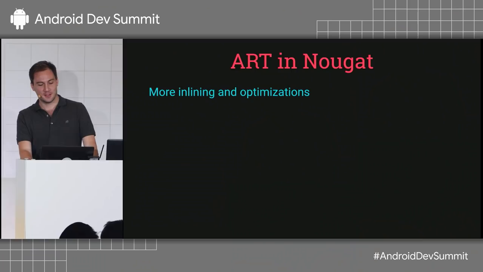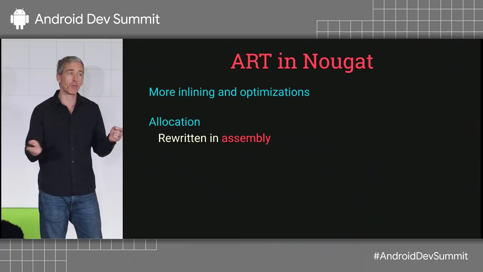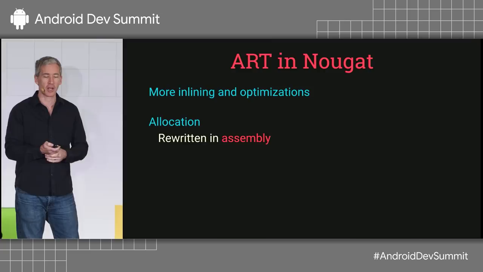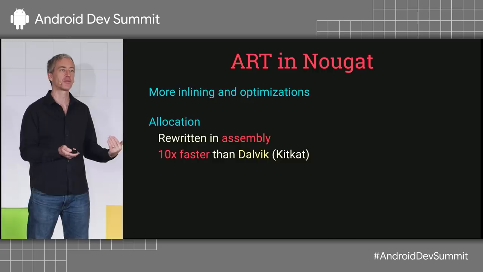Optimizations in ART. Things got faster. Fine-grained details, things got faster. And in N, again, things got faster. Isn't that nice? Allocation in particular, they rewrote all the core stuff in assembly, and that turns out to still help in software. Who knew? And now we're up to about 10 times faster for allocation cost when you compare it to Dalvik.